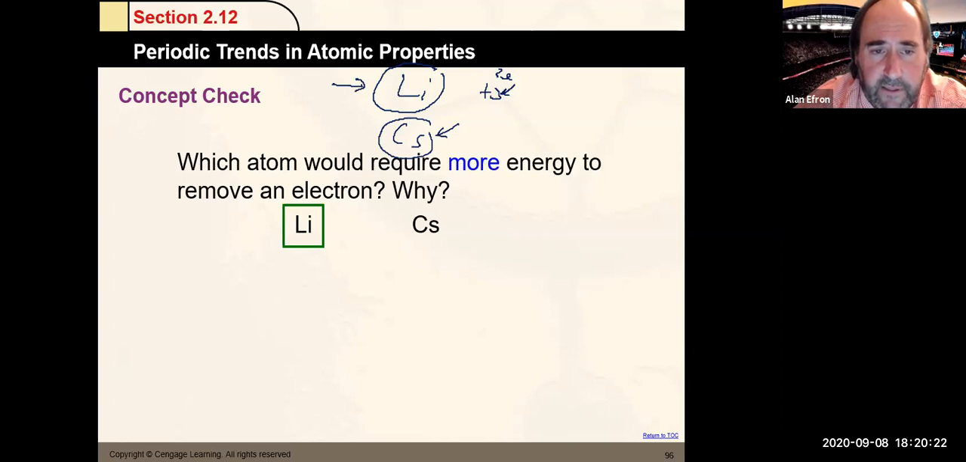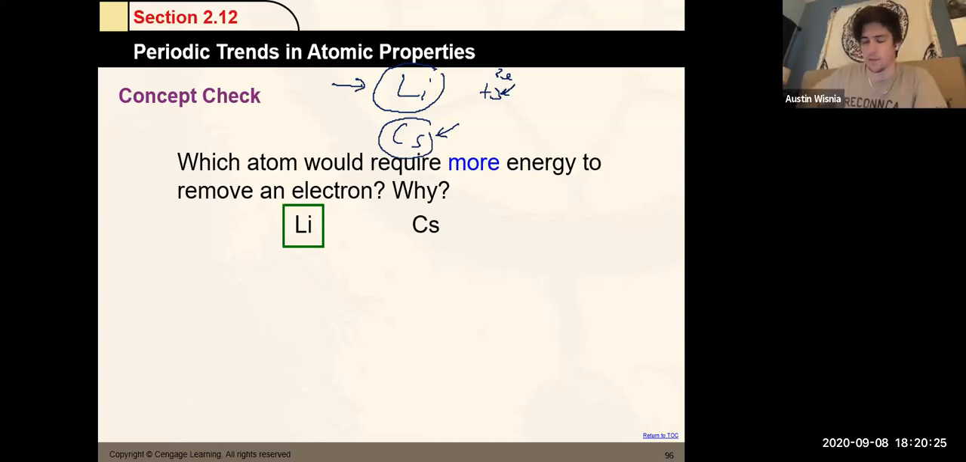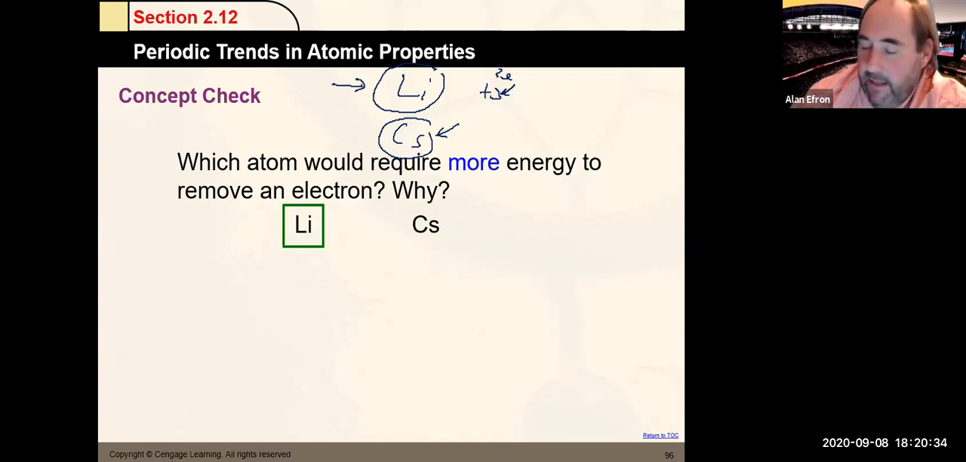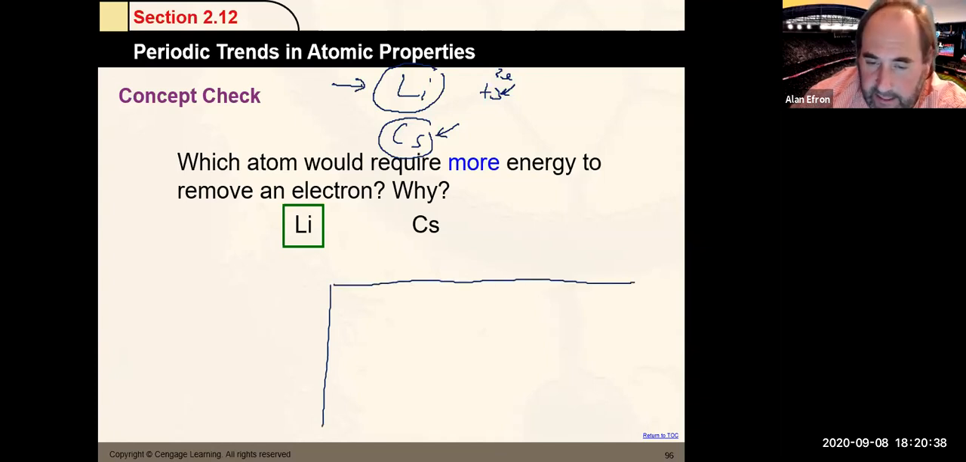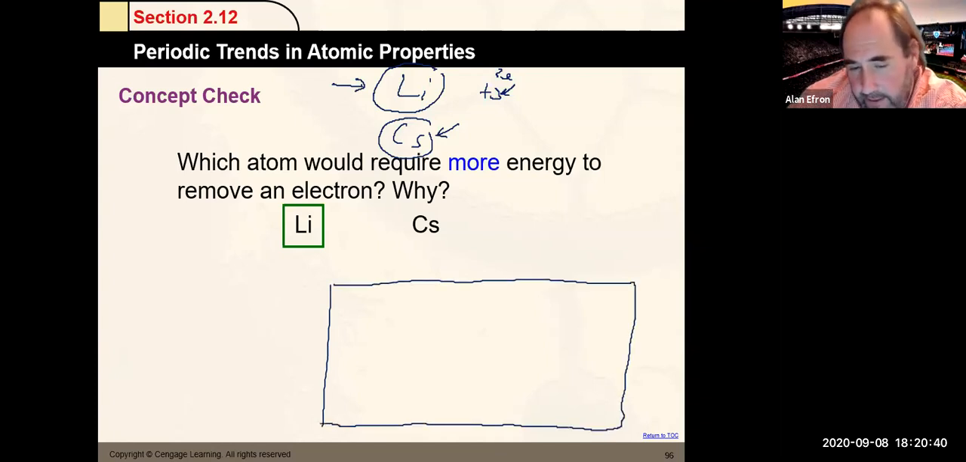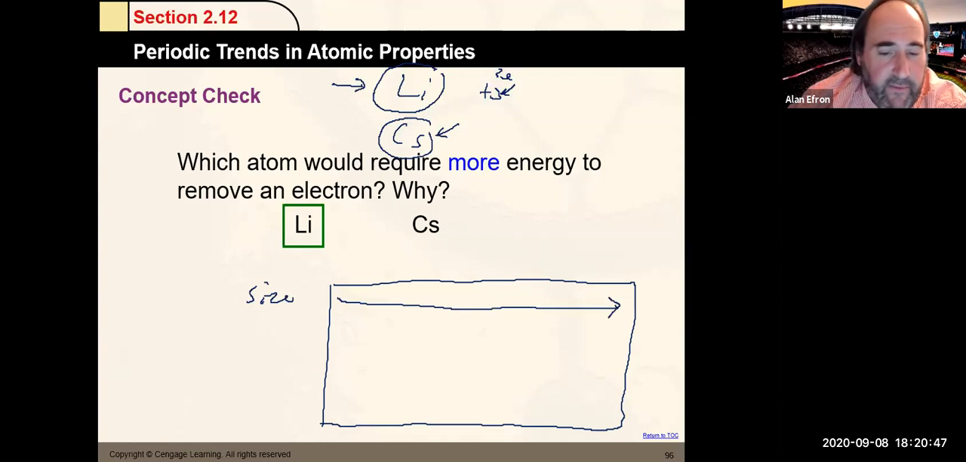I'm sorry, could you re-explain the concept that it's held in tighter as we go down? Just the going down part. Yeah, so in general, in terms of the periodic table, we'll talk about it here in just a second, but here it's just kind of a preview. In terms of size of atoms, as we go to the right on the periodic table, everybody gets smaller, in terms of just the overall size of atoms. And as we go down, we get larger.